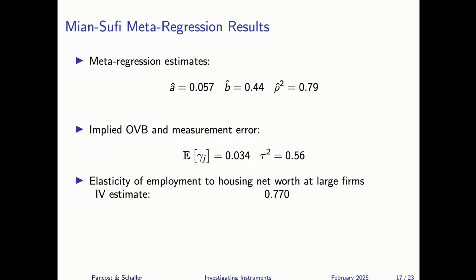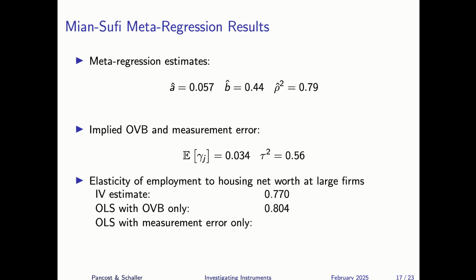Well, think about one of their estimates. Their IV estimate for the causal impact of housing net worth on employment growth at large firms is 0.77. That's in the paper. It's statistically significant. If there were only omitted variable bias and no measurement error, the OLS would be 0.804. I don't think anyone in this room cares about the difference between 0.8 and 0.77. We're not going to take away the Econometrica because of that difference.